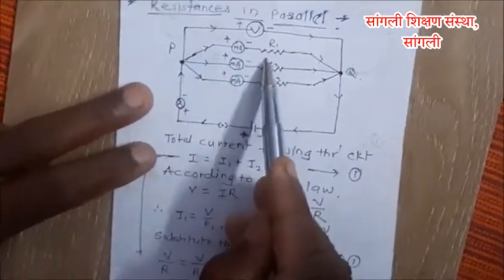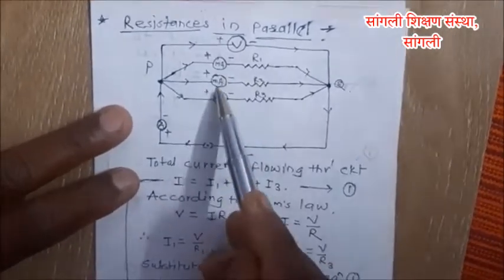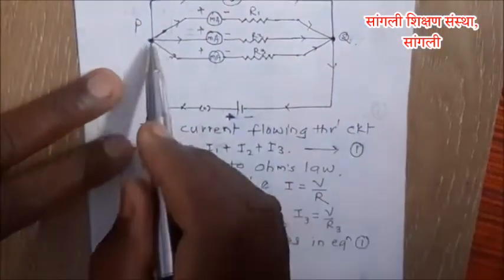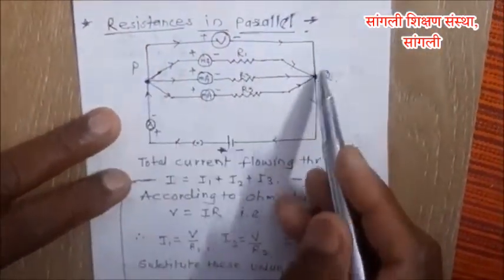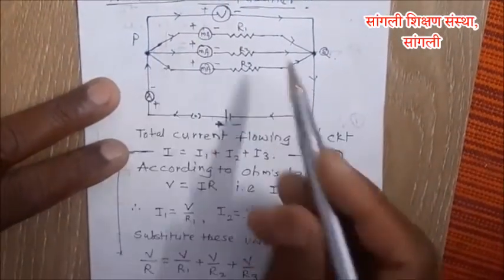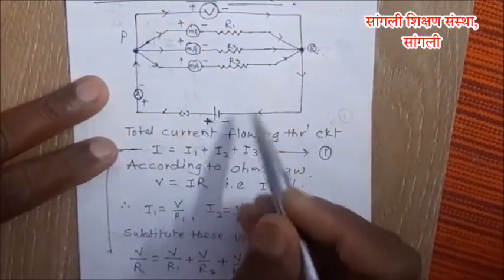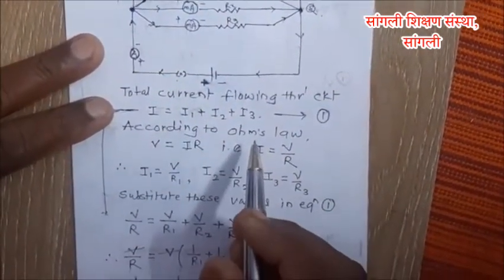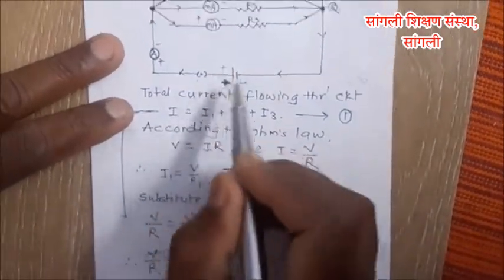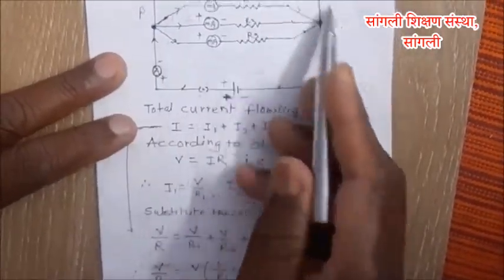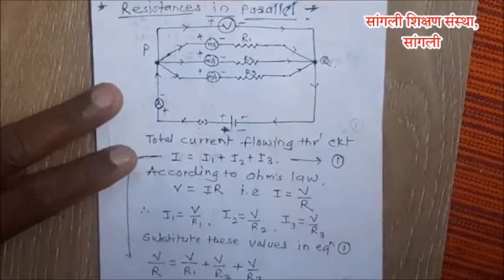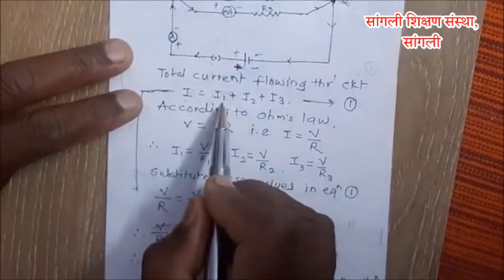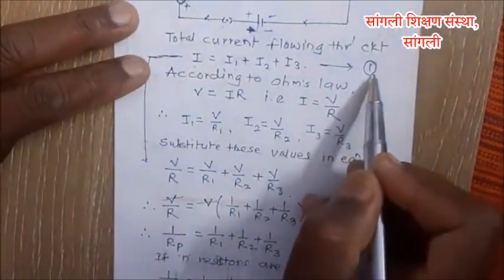Look at this. Milliammeters are connected near each resistance, and a voltmeter is connected across these resistors. Ammeter, battery B and key K are in series with these resistances. Now current flows from plus to minus. This one is minus. Now the total current flowing through the circuit is I equal to I1 plus I2 plus I3. This is equation number 1.